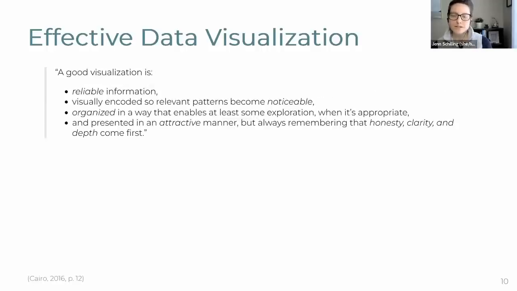Alberto Cairo has a couple books out about data visualization and is a professor and researcher in the field. He says that a good visualization is reliable information, visually encoded so relevant patterns become noticeable, organized in a way that enables at least some exploration when it's appropriate, and presented in an attractive manner, but always remembering that honesty, clarity, and depth come first.